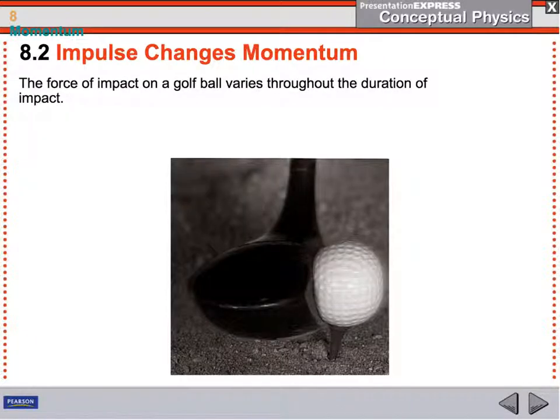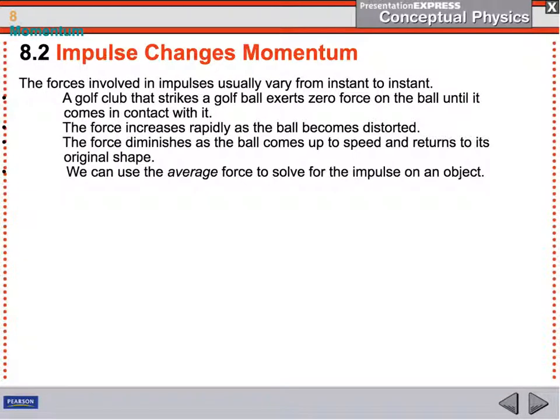The force of impact on a golf ball varies throughout the duration of the impact. The forces involved in impulses usually vary from instant to instant. A golf club that strikes a golf ball exerts zero force on the ball until it comes in contact with it. The force increases rapidly as the ball becomes distorted. The force diminishes as the ball comes up to speed and returns to its original shape. We can use the average force to supply for the impulse of an object.